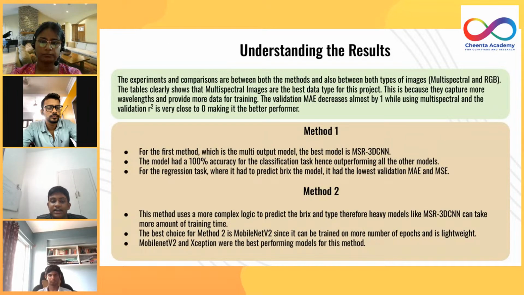So for now we understand the results. The experiments and comparisons are between both the methods and also between both types of images, multispectral and RGB. The tables clearly show that multispectral images are the best data type for this project. This is because they capture more wavelengths and provide more data for training. The validation ME decreases by almost 1 while using multispectral, and the validation R2 is very close to 0, making it the better data set.